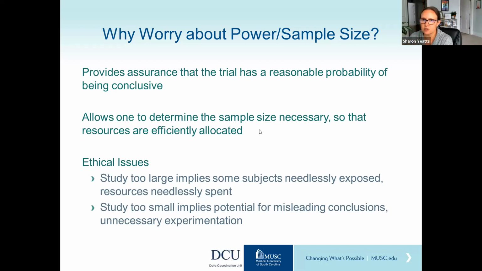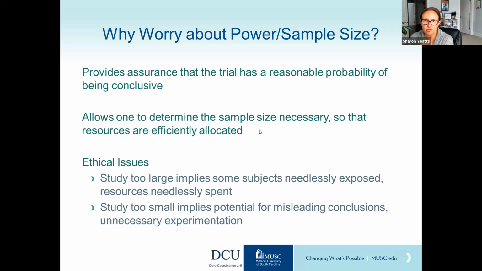But from a scientific standpoint, we worry about power and sample size because we want to have a reasonable assurance that the trial has a reasonable probability of being conclusive. It doesn't make sense to do a study that you know is not going to collect enough data to answer the question. From a logistical standpoint, it allows us to determine the sample size that's necessary so we can efficiently allocate resources. And by resources, I mean patients, I mean investigator effort, and of course, the research infrastructure funding that is available is limited, and we need to make sure that we are expending it in a useful manner.